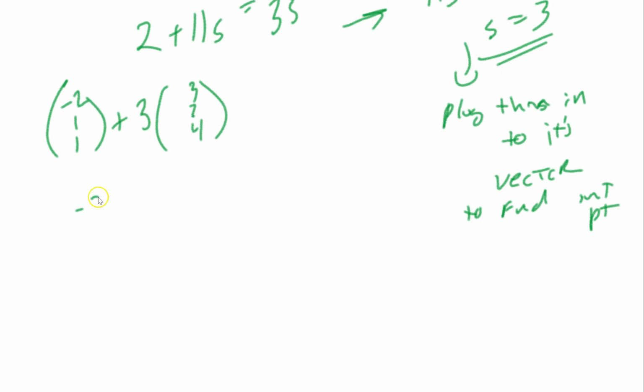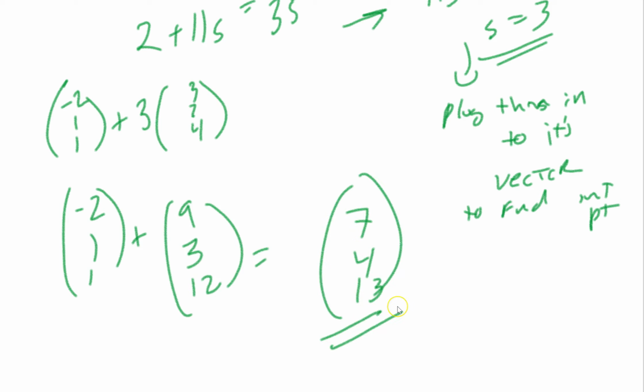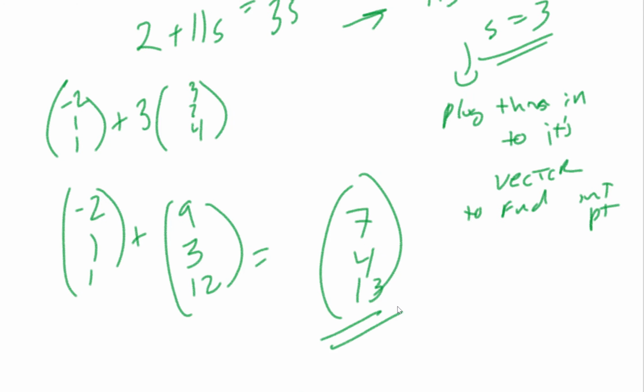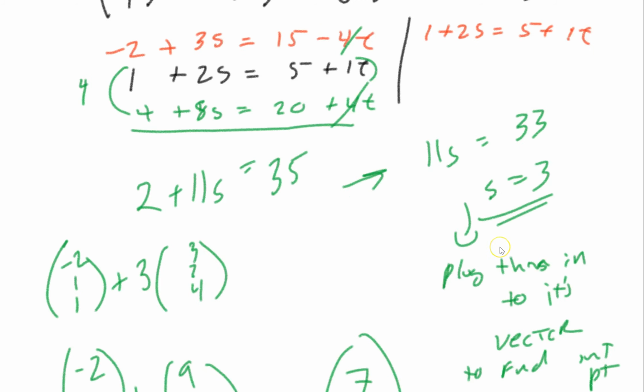Let's simplify this. -2 plus 1 plus 1, plus 9 plus 3 plus 12, which gives me 7, 4, 13. So that's where the thing hit, or wherever the question was. That's where they intersect. They intersect at 7, 4, 13. Those are coordinate points. The thing you found first is the time it hit. They intersected at 3 seconds, but where is it at? Plug it back in.